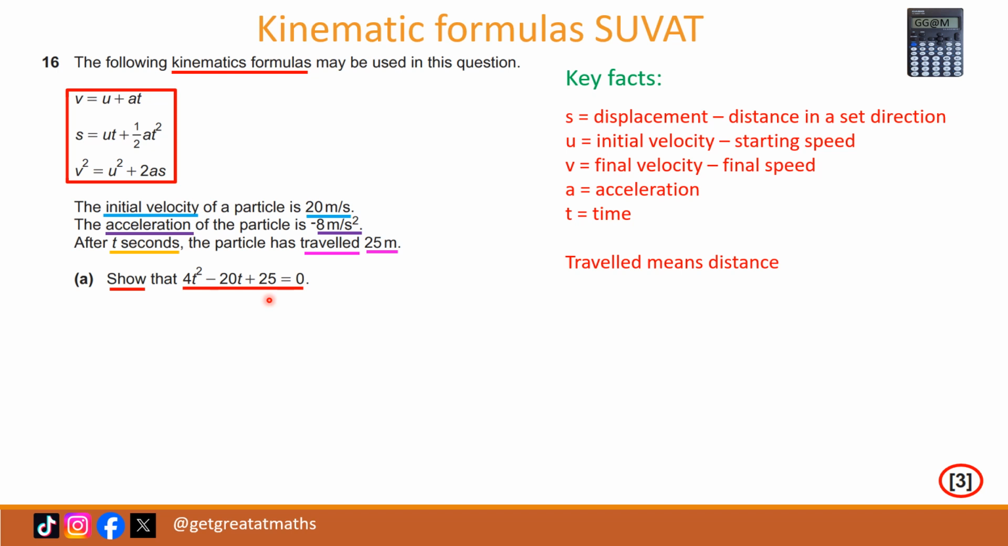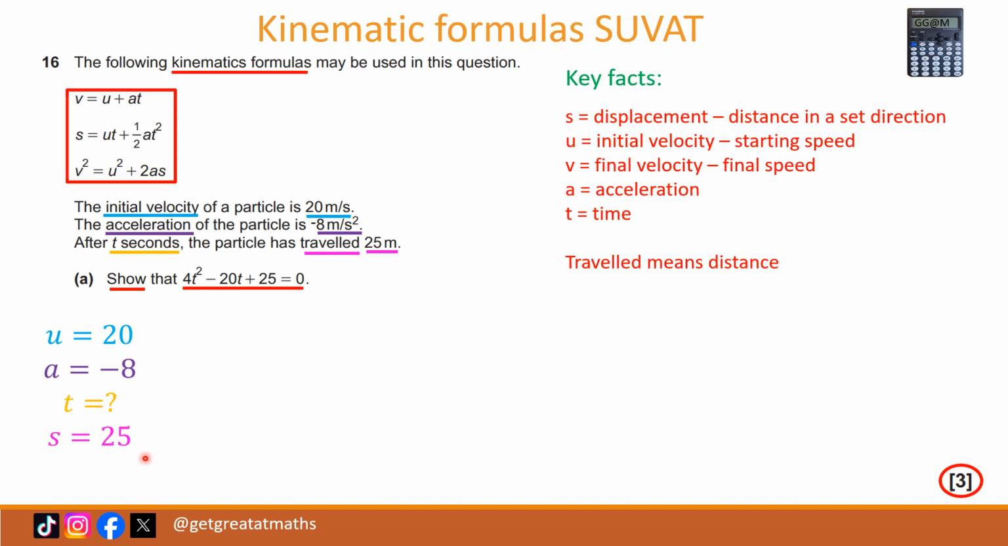So to start with, we need to write down the information from the question. You're told that initial velocity is 20. We're told up here that U is the initial velocity, so that means U is equal to 20. The acceleration is -8. So A stands for acceleration, and that is going to be -8. We're told we've got t seconds, so t is we don't know. And we're told that it travels 25 meters, which means that S is going to be 25.